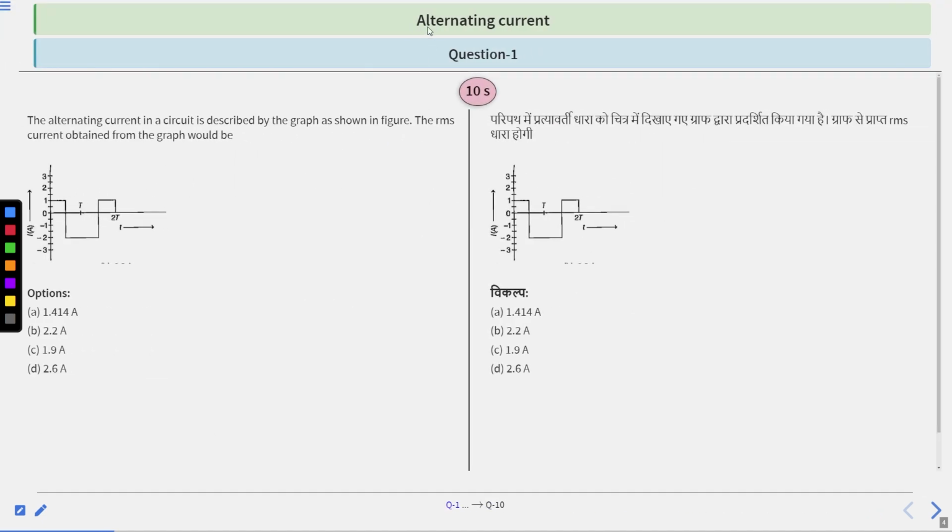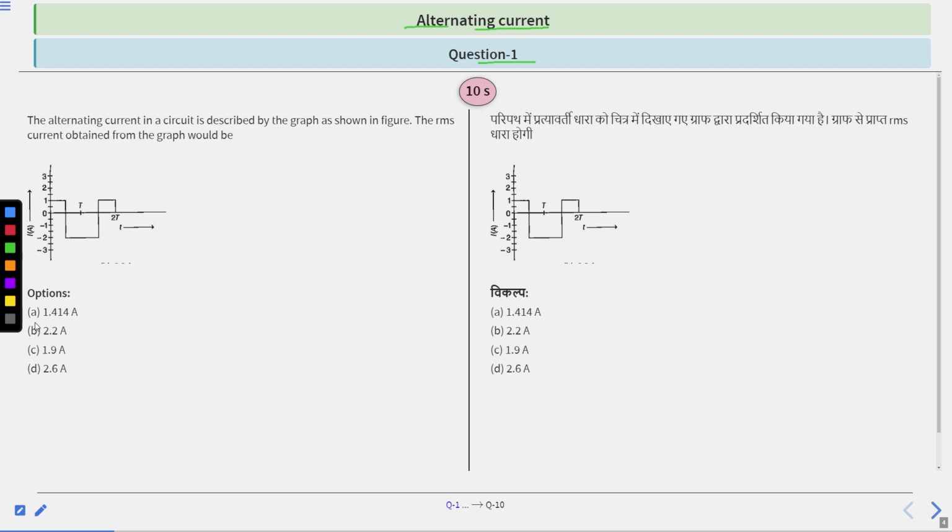So, topic is alternating current. Question first. The alternating current in a circuit is described by the graph as shown in the figure. The RMS current obtained from the graph would be what? So this question asks about the RMS current through this graph. Clear? So we have to calculate the RMS current through this graph.